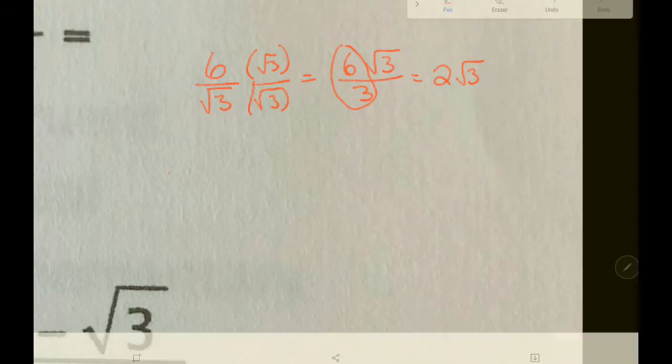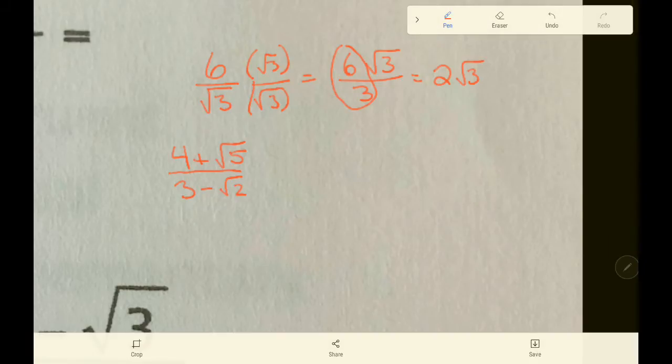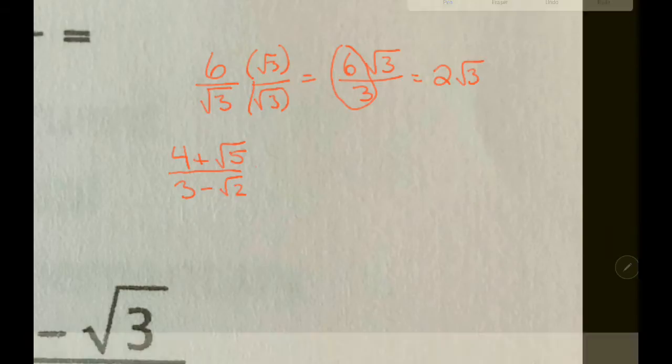This one will be 4 plus the square root of 5 over 3 minus the square root of 2. Okay, and we're going to simplify that.